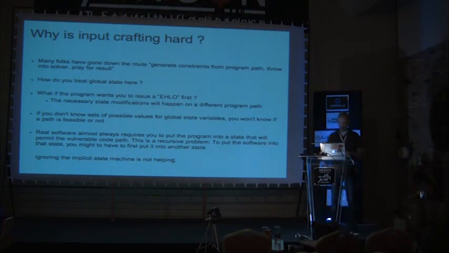So the summary of all of this is that ignoring the implicit state machine is a very bad idea, because if you want to get anything done, you can't ignore it. We don't have any methods to deal with it yet, but it won't go away by ignoring it. So perhaps we'll come up with methods in the future.